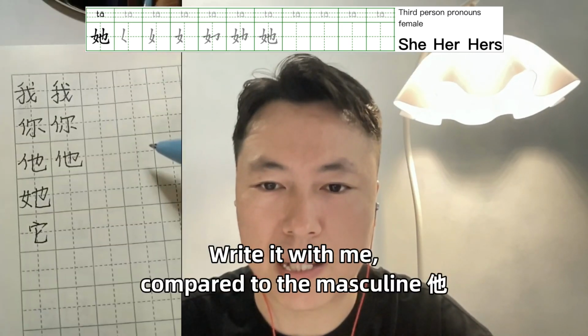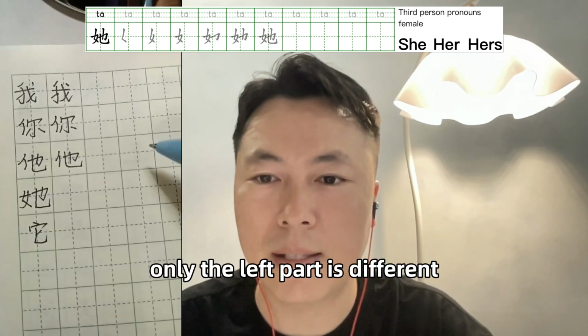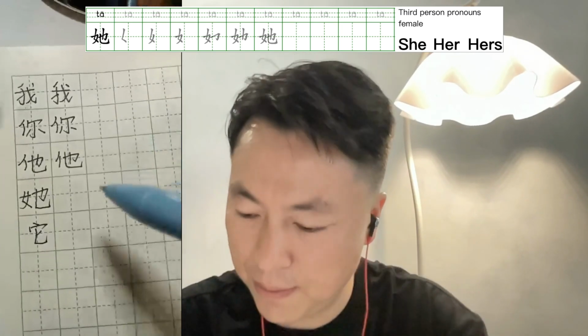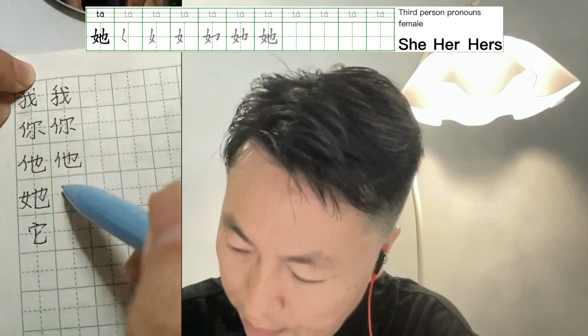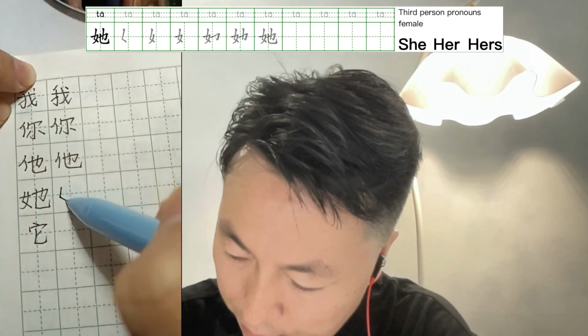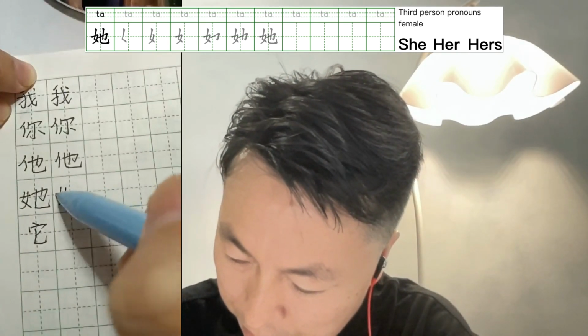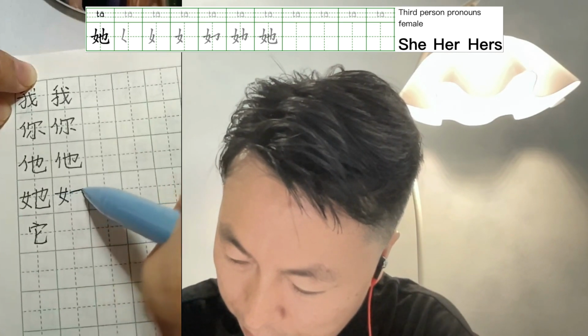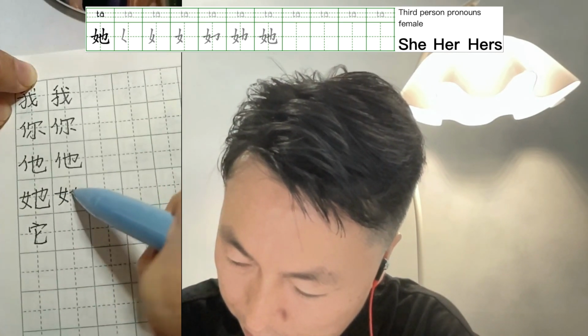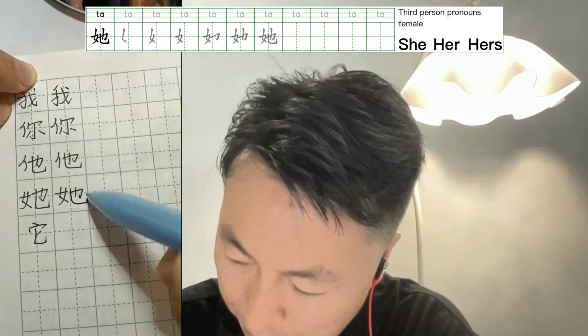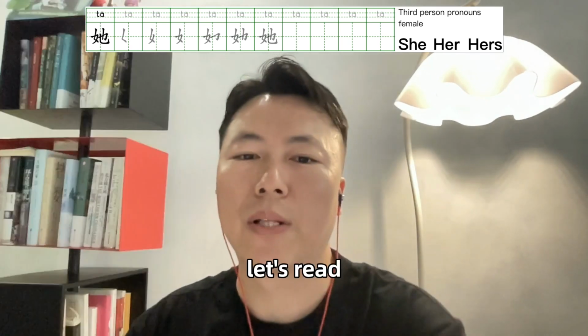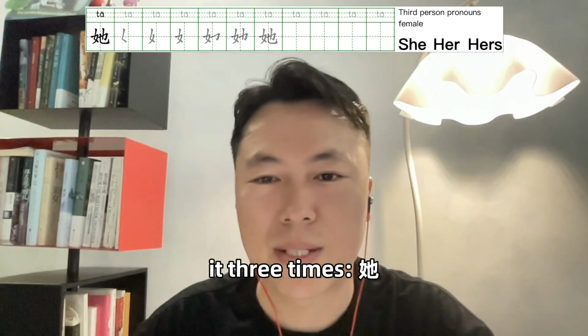Compared to the masculine one, 他, only the left part is different. Let's read it 3 times. 她.